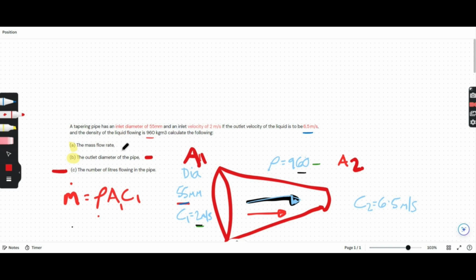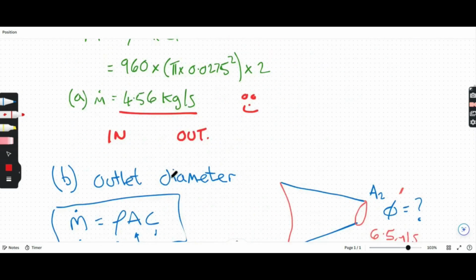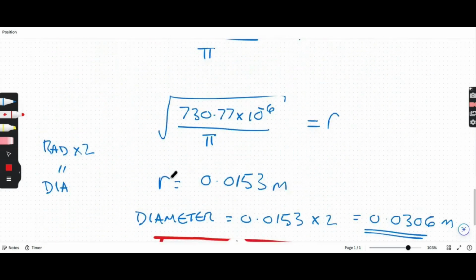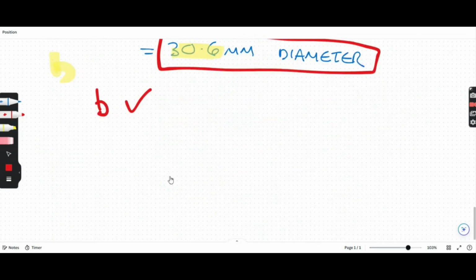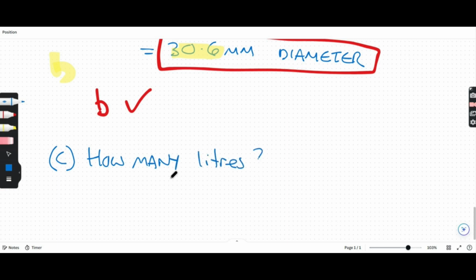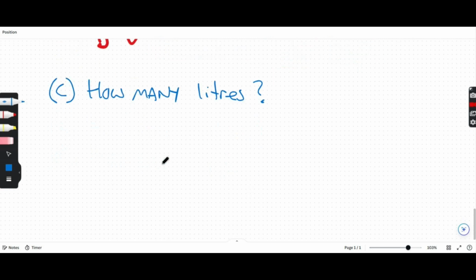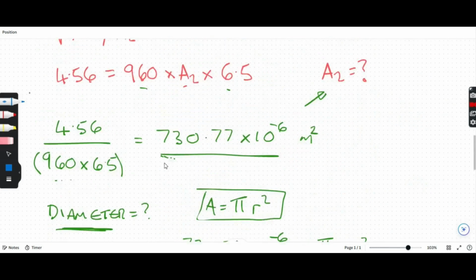We've done the mass flow rate, how many kilograms. We've done the outlet diameter. Now we need to know how many litres. 10 litres, 5 litres. So, part C, how many litres? Because we can picture a litre. We all know how much a litre is, a litre of Coke, a litre of squash. So we need to know how many litres. So here's our pipe, tapering.